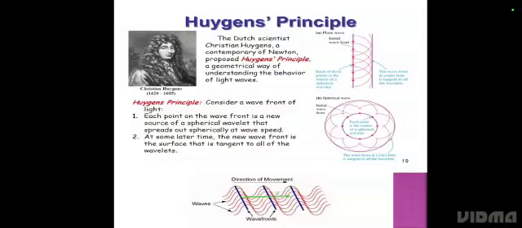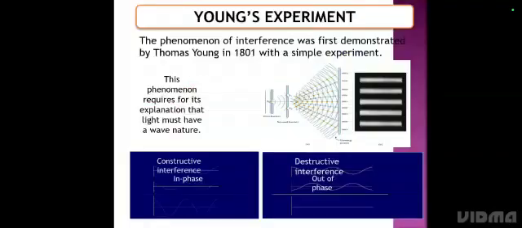Huygens' principle. The Dutch scientist Christian Huygens, a contemporary of Newton, proposed Huygens' principle, a geometrical way of understanding the behavior of light waves. Consider a wavefront of light. First, each point on the wavefront is a new source of a spherical wavelet that spreads out spherically at wave speed. And second, at a later time, the new wavefront is the surface that is tangent to all of the wavelets.